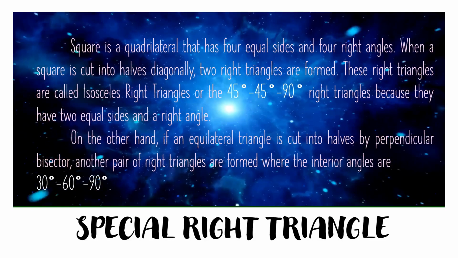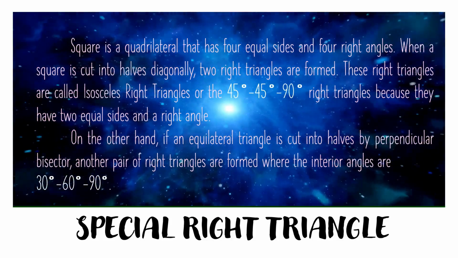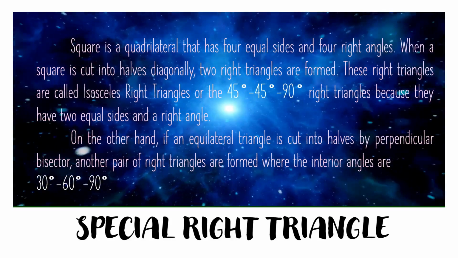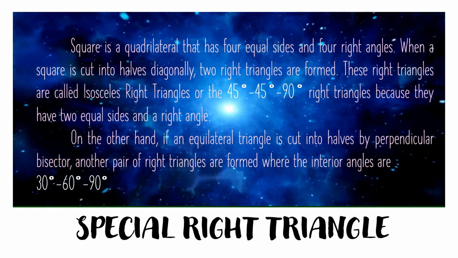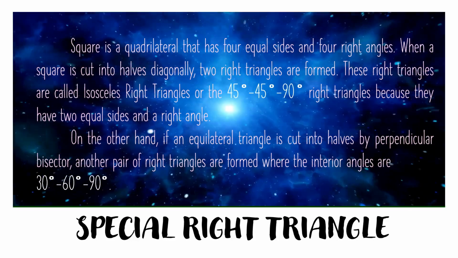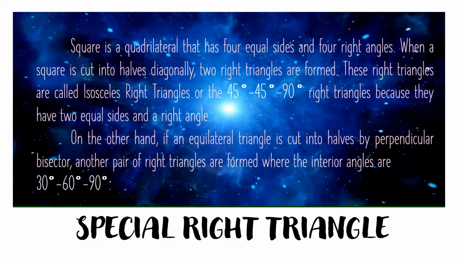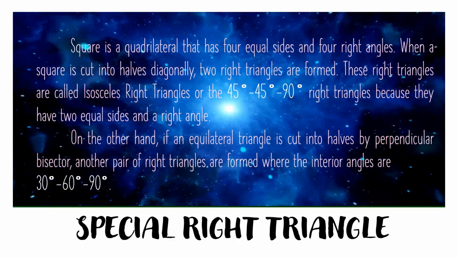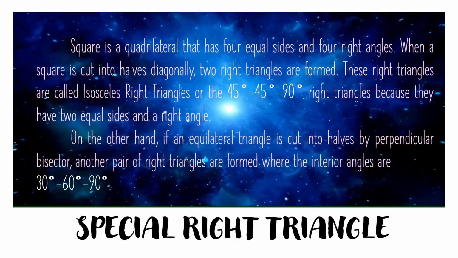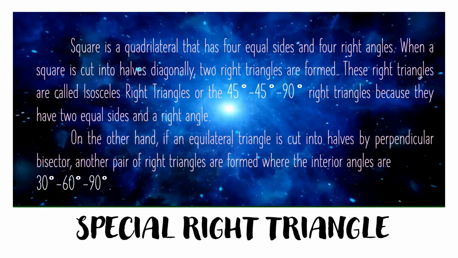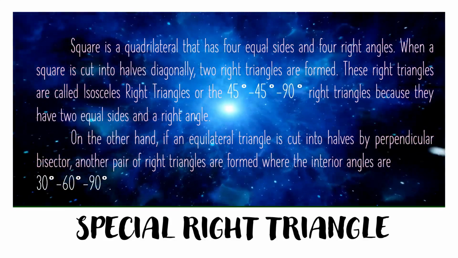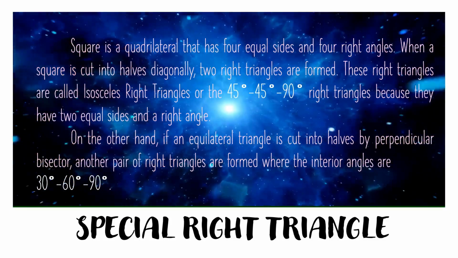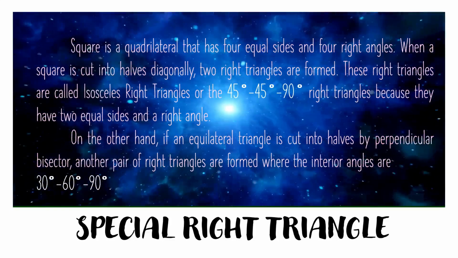A square is a quadrilateral that has 4 equal sides and 4 right angles. When a square is cut into halves diagonally, 2 right triangles are formed. These right triangles are called isosceles right triangles, or the 45-45-90 degree right triangles, because they have 2 equal sides and a right angle. On the other hand, if an equilateral triangle is cut into halves by a perpendicular bisector, another pair of right triangles are formed where the interior angles are 30, 60, and 90 degrees.